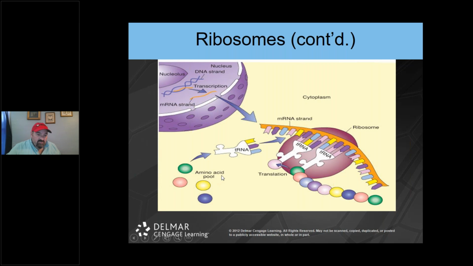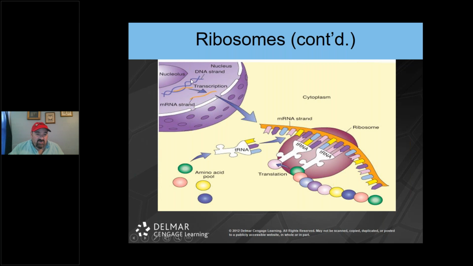So the amino acids are present within the cytoplasm. These two different types of RNA, transfer and messenger RNA, will interact with these base pairs and then create an area for these amino acids to come to the transfer RNA and create this chain of amino acids, which is a simple protein. Okay, so again, proteins are comprised of these amino acids. Each one of these colors represents a different type of amino acid.